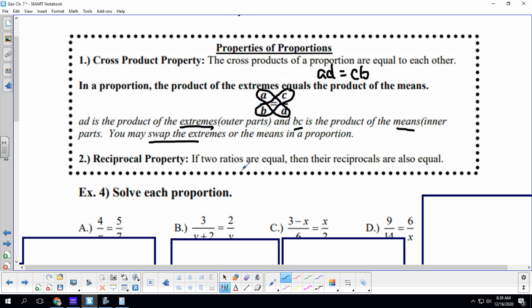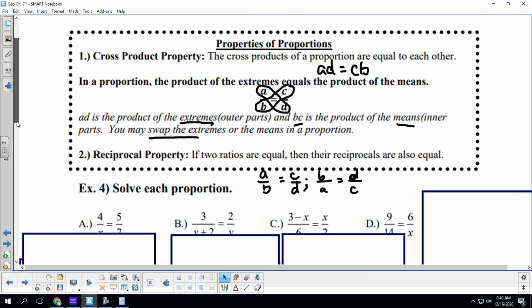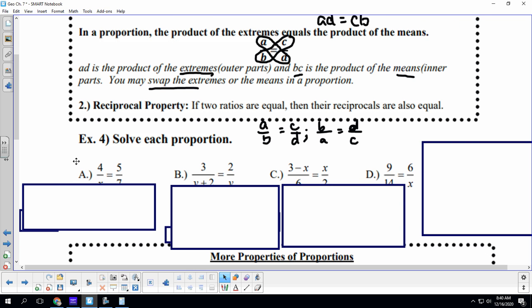Reciprocal property: if two ratios are equal, then their reciprocals are equal, and this is like A over B equals C over D. If I just switched all of them, B over A equals C over D. And then you can use these properties to make it easier when you're solving proportions and manipulating proportions. So feel free to use any of these properties if it makes solving your proportions easier.